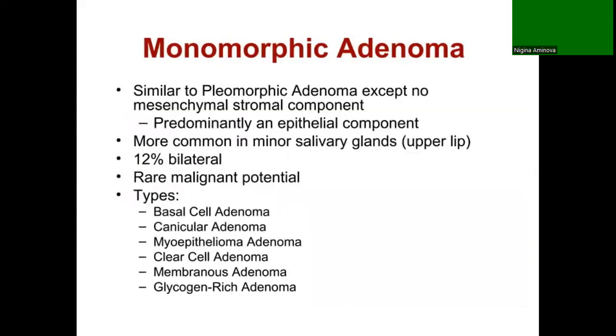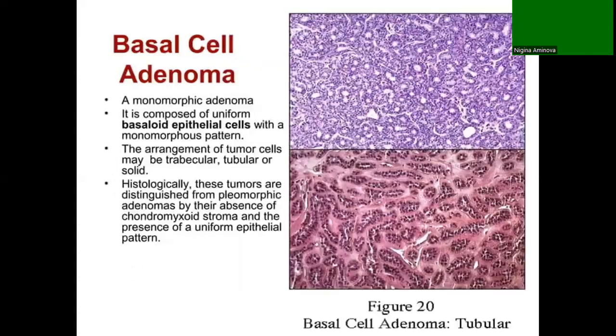So this is the monomorphic adenoma. It is similar to pleomorphic adenoma, except there is no mesenchymal stromal component, predominantly an epithelial component. It is more common in minor salivary glands, like the upper lip, and in 20% they are bilateral. Rare malignant potential. Types can be different, like basal cell adenoma, glycogen-rich adenoma, membranous adenoma, clear cell adenoma, and so on.